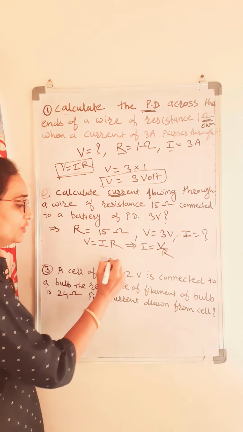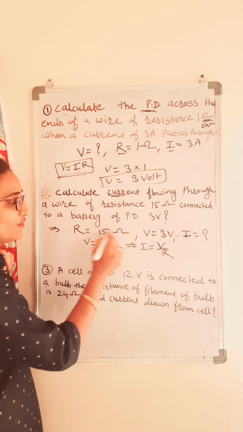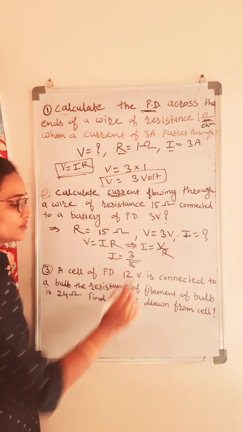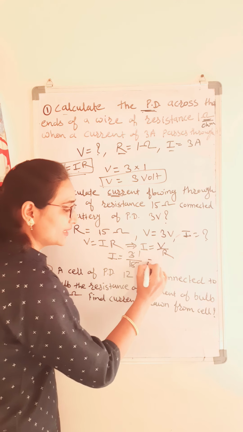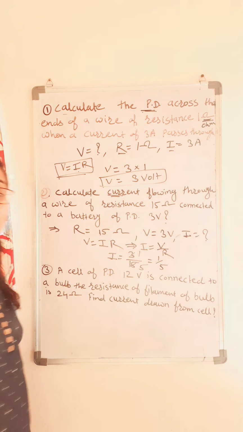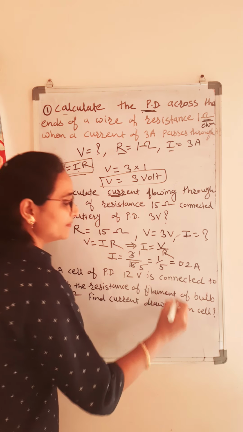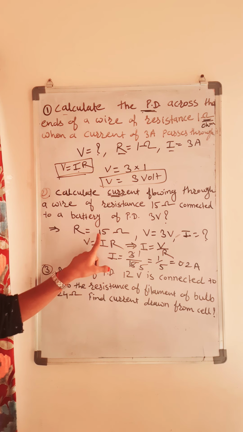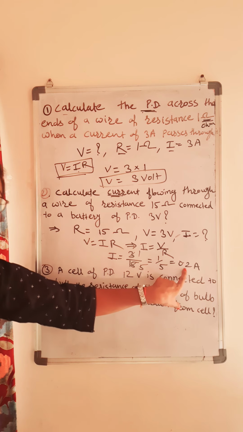We don't know I, so we keep I as it is. V is 3 and R is 15. So 3 by 15. 3 ones are 3, 3 fives are 15, so you get 1 by 5. 1 by 5 means 0.2 ampere. So the value of I is 0.2 ampere. When a 15 ohm resistance is connected to a 3 volt battery, this much current flows through that circuit.